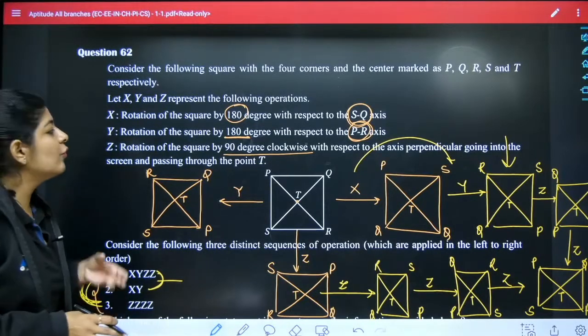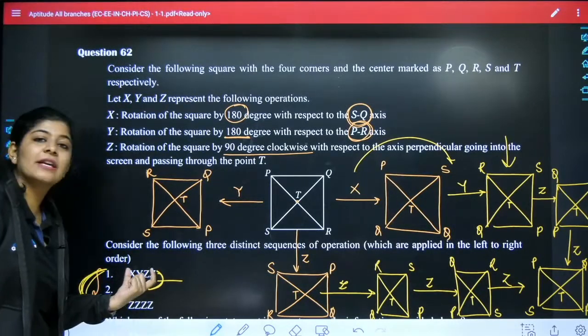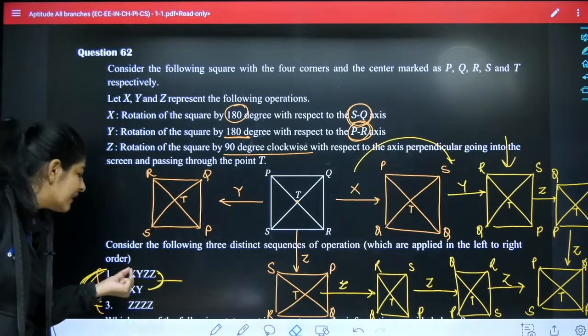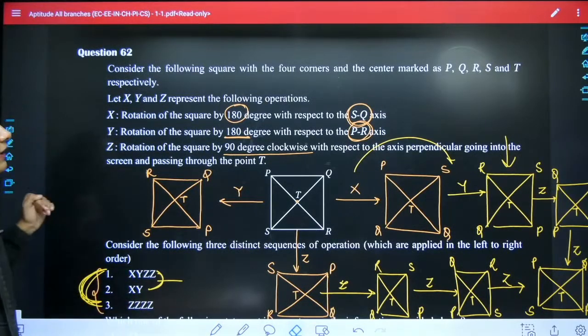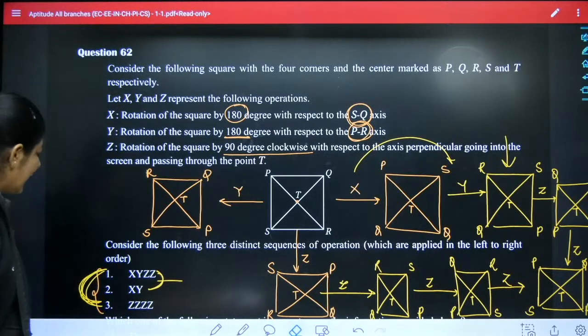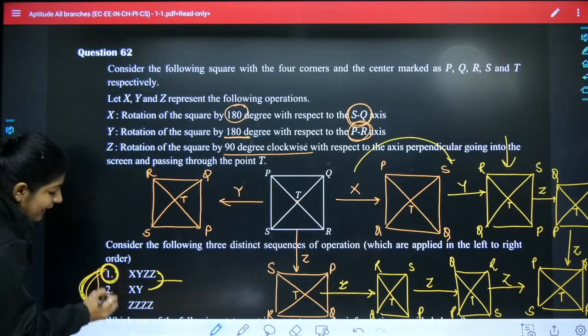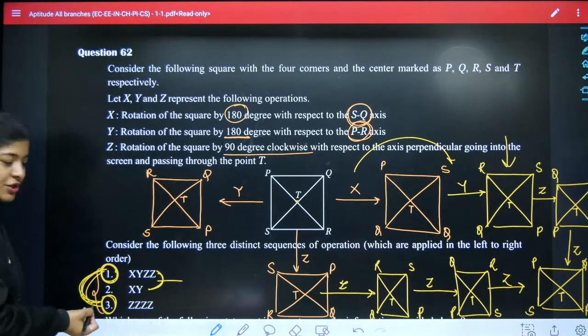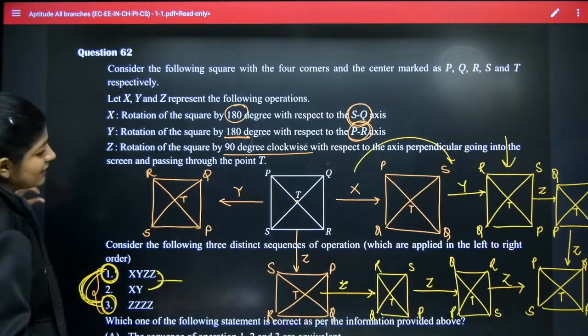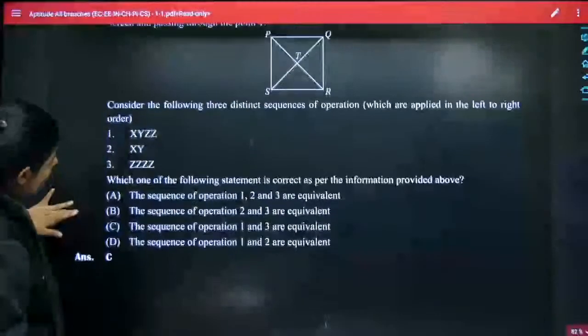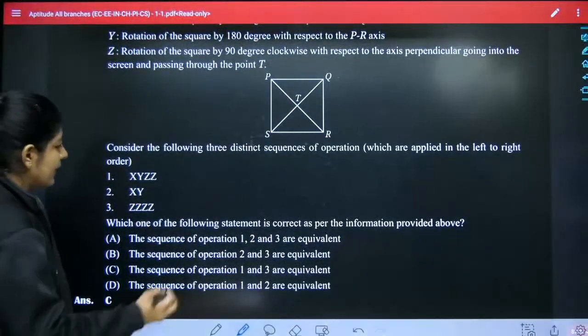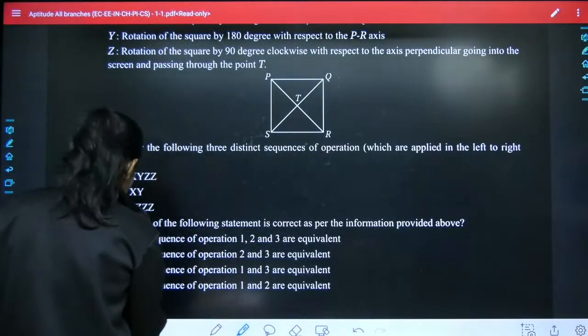We simply need to apply the given operations in the given sequence. So here we can say that if we apply sequence number 1 and sequence number 3, we will get the same image. So here the correct answer will be first and third. That means option C is correct.